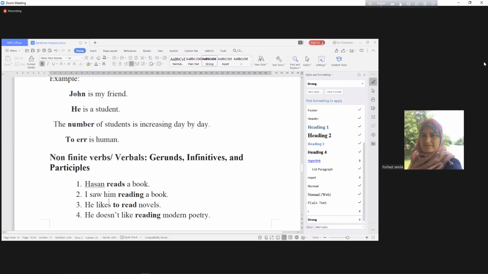verbs, just I'll give you the examples, then I'll discuss later. Okay, just see the verb read in different forms. Okay, Hassan reads a book. So you see, that's the finite verb here, because the verb has changed.